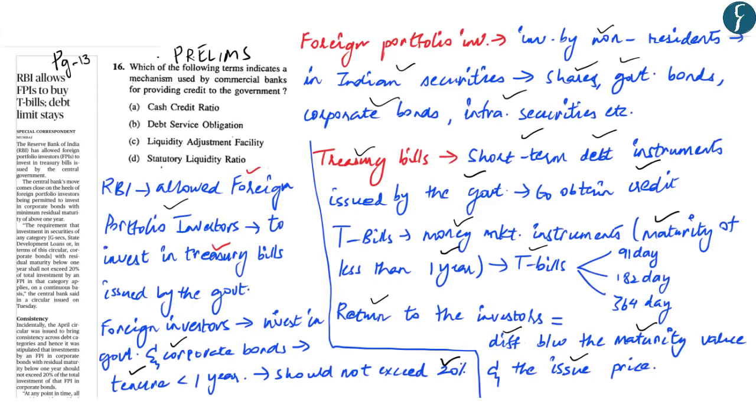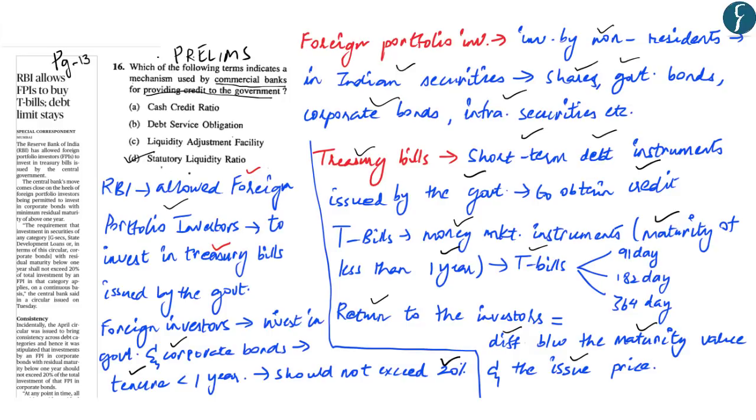The question says, which of the following terms indicates a mechanism used by the commercial banks to provide credit to the government? Let's see the options. It says cash credit ratio, debt service obligation, liquidity adjustment facility and statutory liquidity ratio. And from this discussion, you know that the correct answer is statutory liquidity ratio. How?